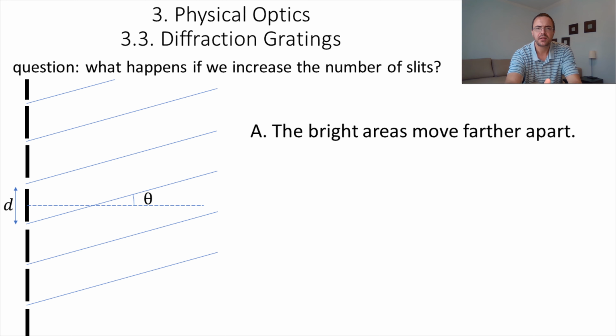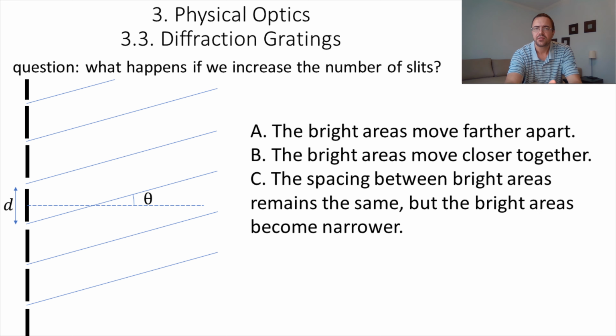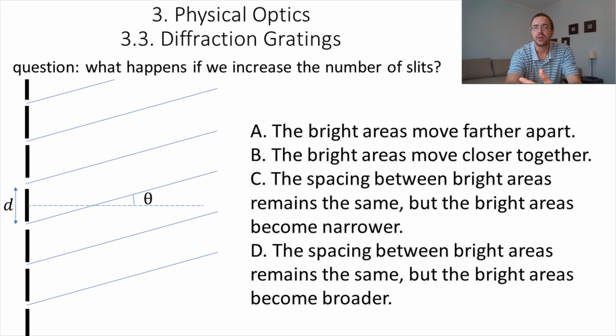So are the bright areas moving further apart? Or are they moving closer together? Or is the spacing the same, but the bright fringes are narrower? Or is the spacing the same, but the bright fringes are becoming broader?